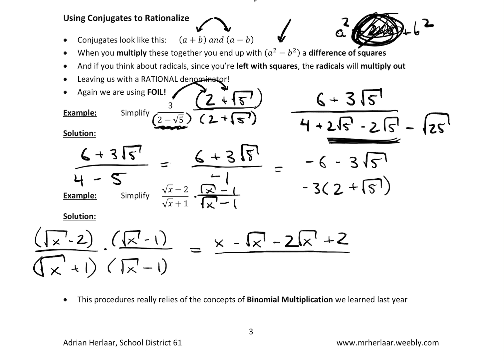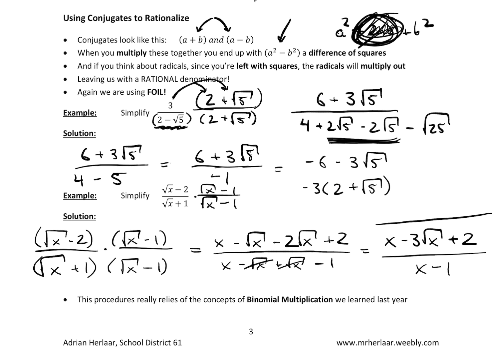So that's the top. And on the bottom we get x minus root x plus root x. Now when you get good at this, you don't even have to write these steps down, but we're going to, right? Cancel, cancel. So on the top you get x minus 3 root x plus 2 all over x minus 1. So you've rationalized the denominator.